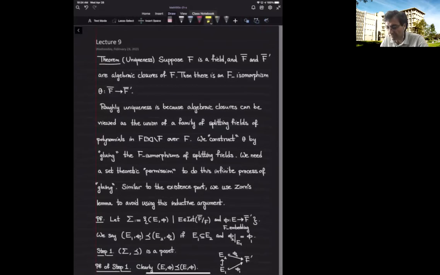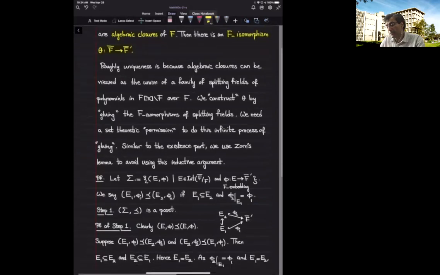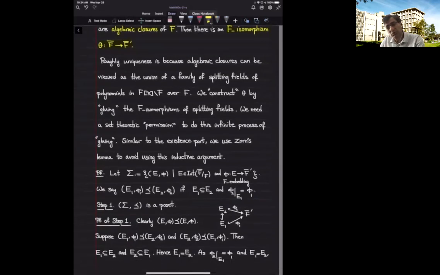So F is a field. Suppose F bar and F bar prime, both of them are algebraic closures of F. We want to show that there is an F isomorphism, let's call it theta, from F bar to F bar prime. So roughly, what we are doing is that we view algebraic closures as a union of a family of splitting fields of polynomials in F bracket x.